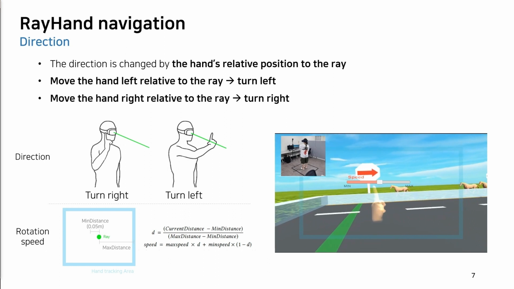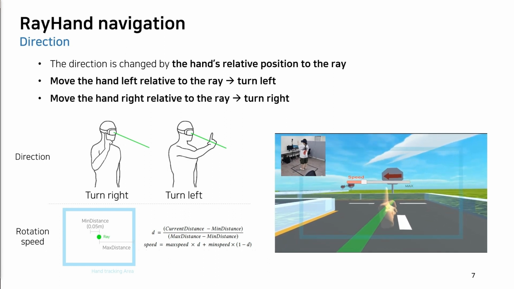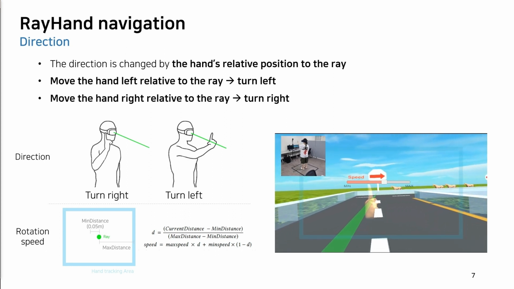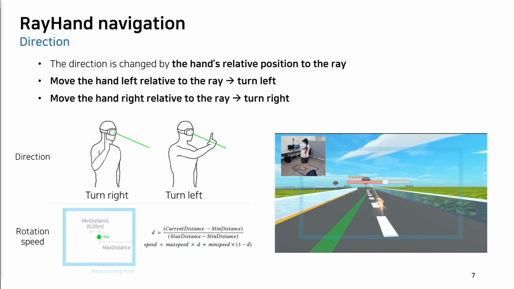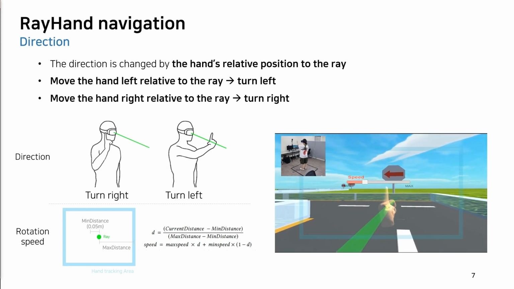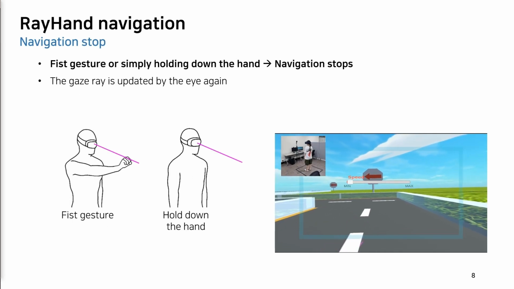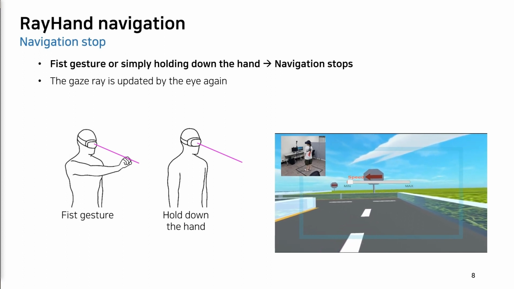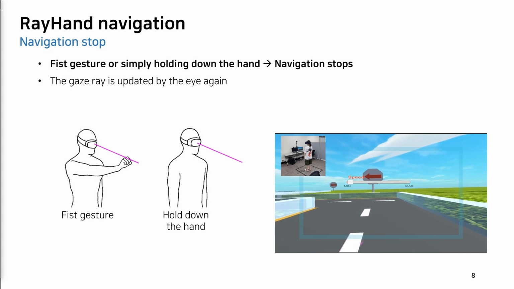The rotation speed is controlled based on the orthogonal distance between the ray and the hand. The rotation speed increases as the orthogonal distance between the ray and the hand becomes greater, and vice versa. When the user makes a fist or simply holds down the hand, the navigation stops. Then the gaze ray is updated and controlled by the user's eyes again.